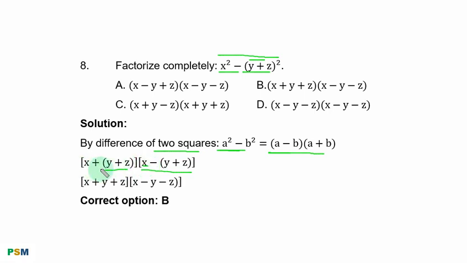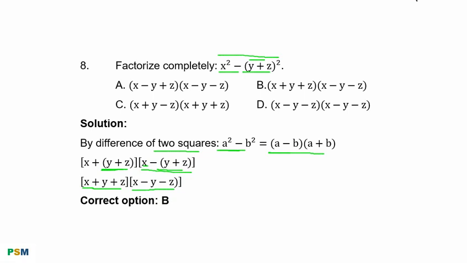If you open this bracket, you have s plus y plus z. If you open this bracket using the negative sign, you have this result. The correct option is B.